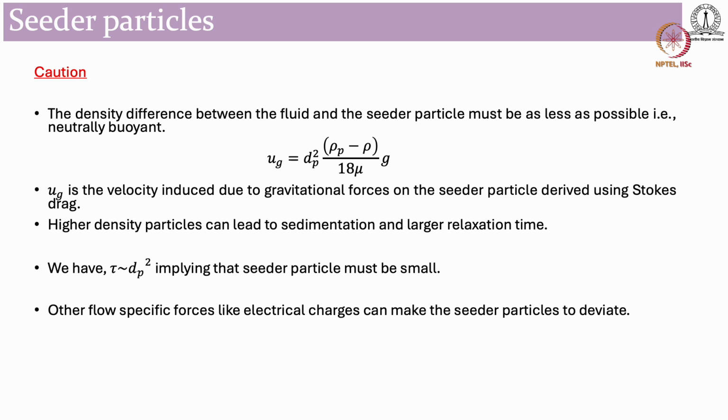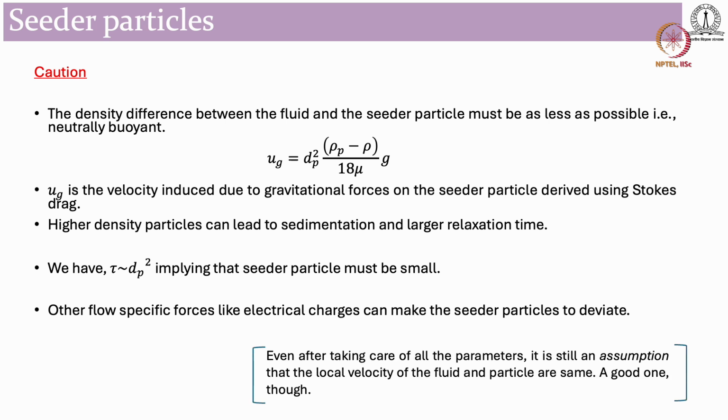And there can be other forces like electrical charges. If there is a flow that has some kind of electrical charges in it, that can actually act on the particles, and it can make the seeder particle deviate. There can be other things like if you are dealing with some kind of active fluid, those can actually play a role while your seeder particles are moving in the flow. So one has to be very careful in choosing these seeder particles when you are not dealing with traditional flow fields.